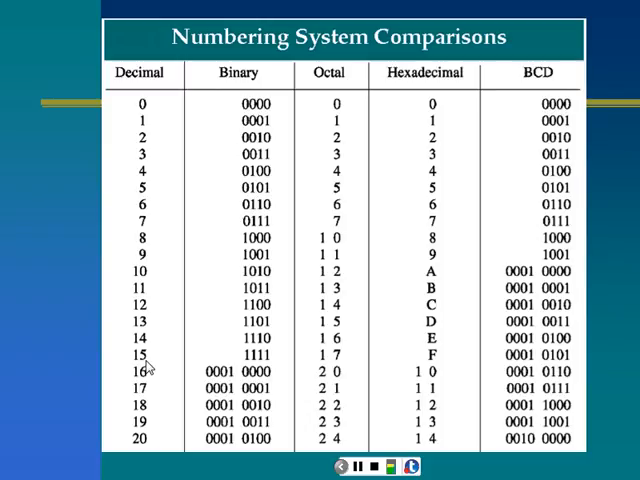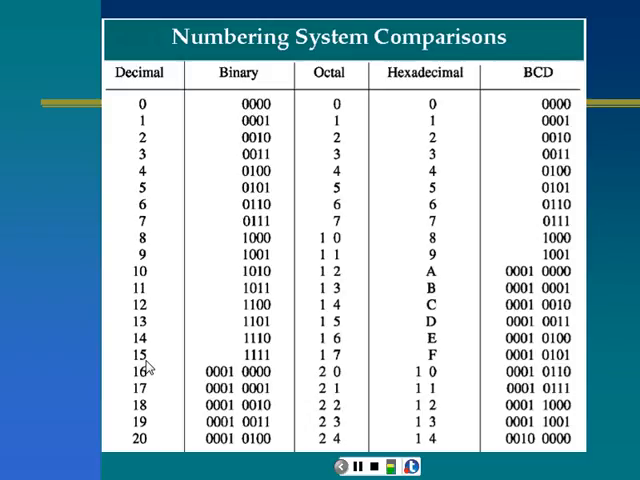There's a hex binary decimal chart on page 59. Then there's an octal binary decimal chart at the bottom of that page. BCD is on page 60. It's not a full chart. You'll have one out on Blackboard, though, that you can print out if you want it.